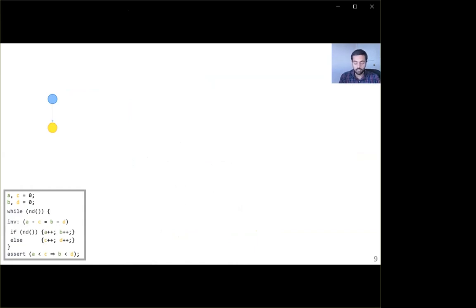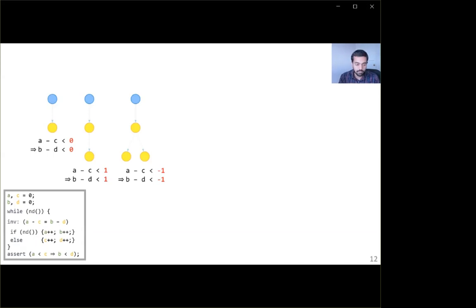If you run it, in the first iteration Spacer learns the lemma a minus c less than 0 implies b minus d less than 0. This is in fact the property that we want to prove. However, Spacer has not proven that this is inductive, therefore we continue.